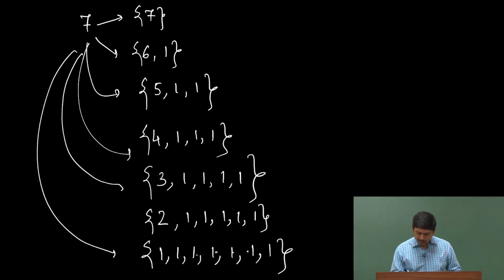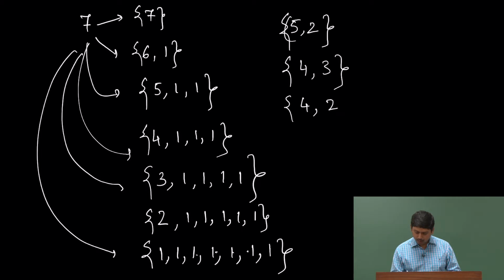One possibility is 5-2, which means one particle has 5 units of energy and another has 2. You can do 4-3, you can do 4-2-1. 4-1-1-1 is already done, so that you cannot do.